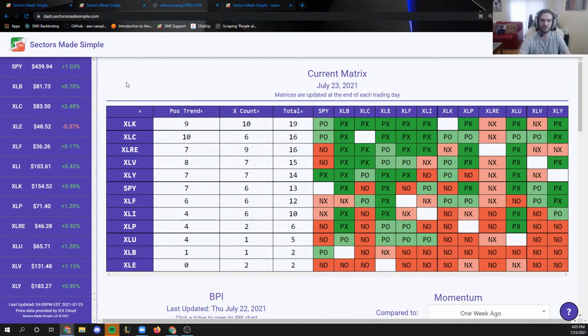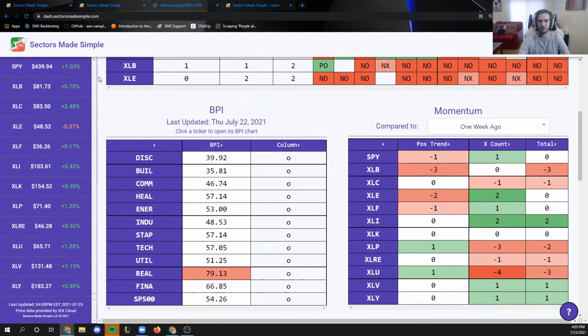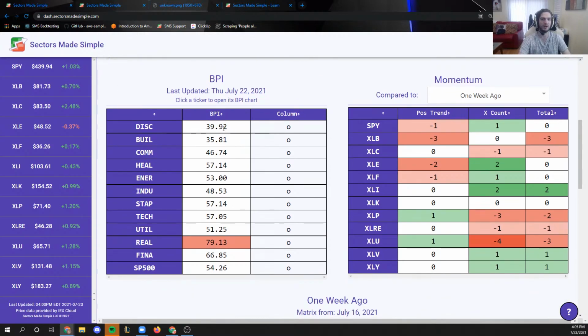So on the matrix itself, if we scroll down past the current matrix, we get to these two new areas, BPI and momentum. I'll talk first about BPI.